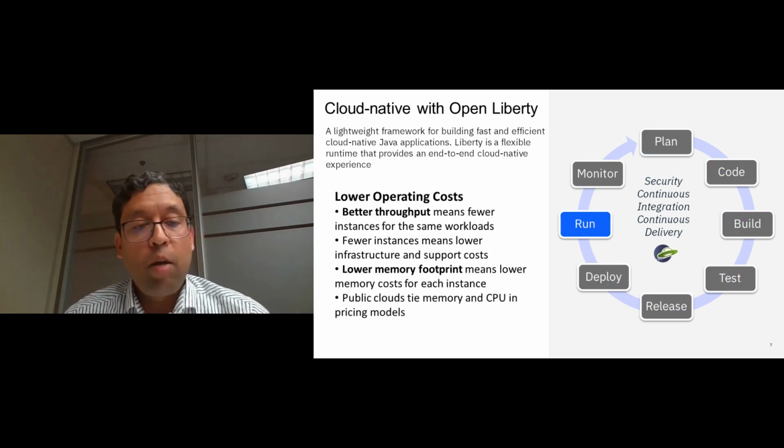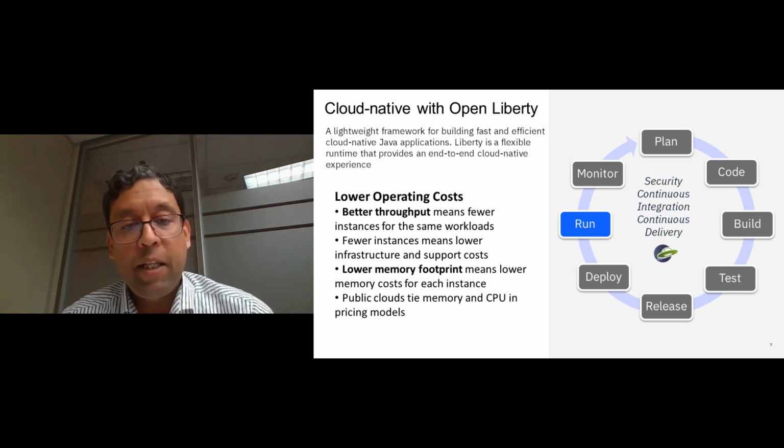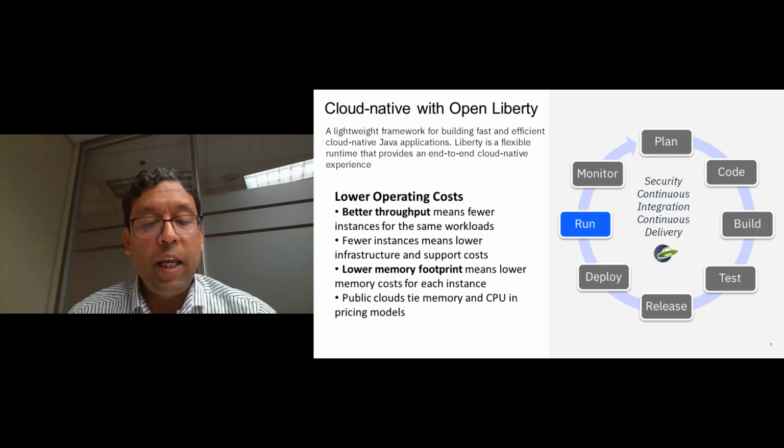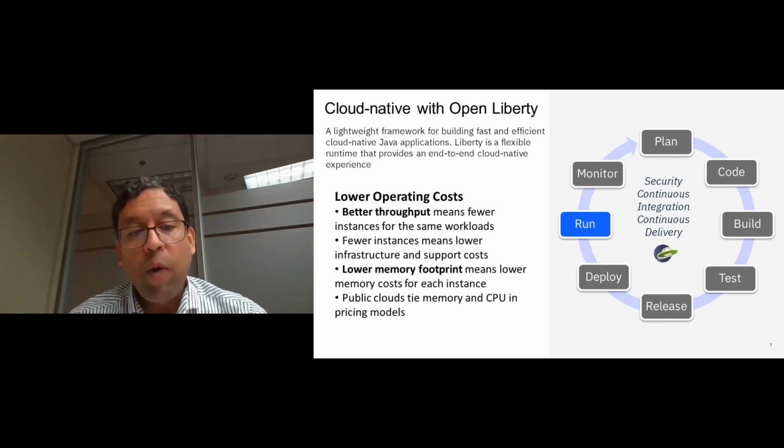Now, we talked a lot about all those other boxes, but really the focus of this talk is around that run box that's highlighted on this slide. So what does the run box mean? It basically equates to how you're running your applications on the cloud, and that invariably comes down to lower operating costs. One of the main reasons we've heard from customers for why they've migrated to the cloud is to save costs.